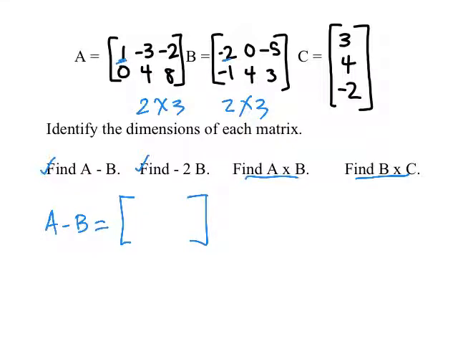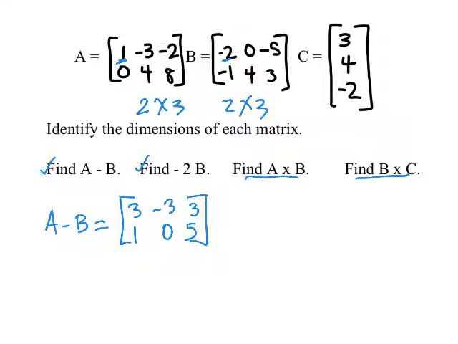So 1 minus negative 2 is a 3. Negative 3 minus 0 is negative 3. Negative 2 minus negative 5 is a positive 3. 0 minus negative 1 is 1. 4 minus 4 is 0. 8 minus 3 is 5.